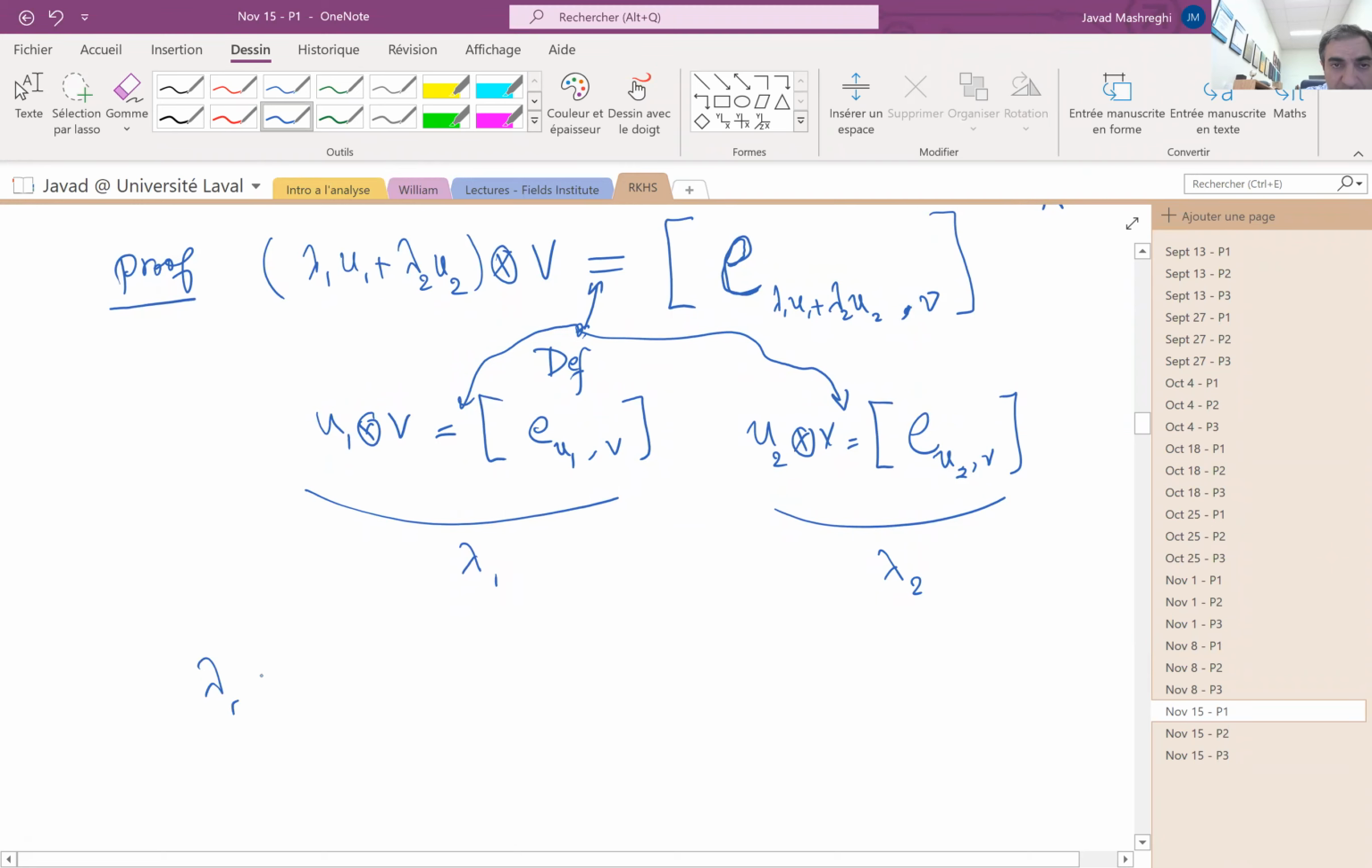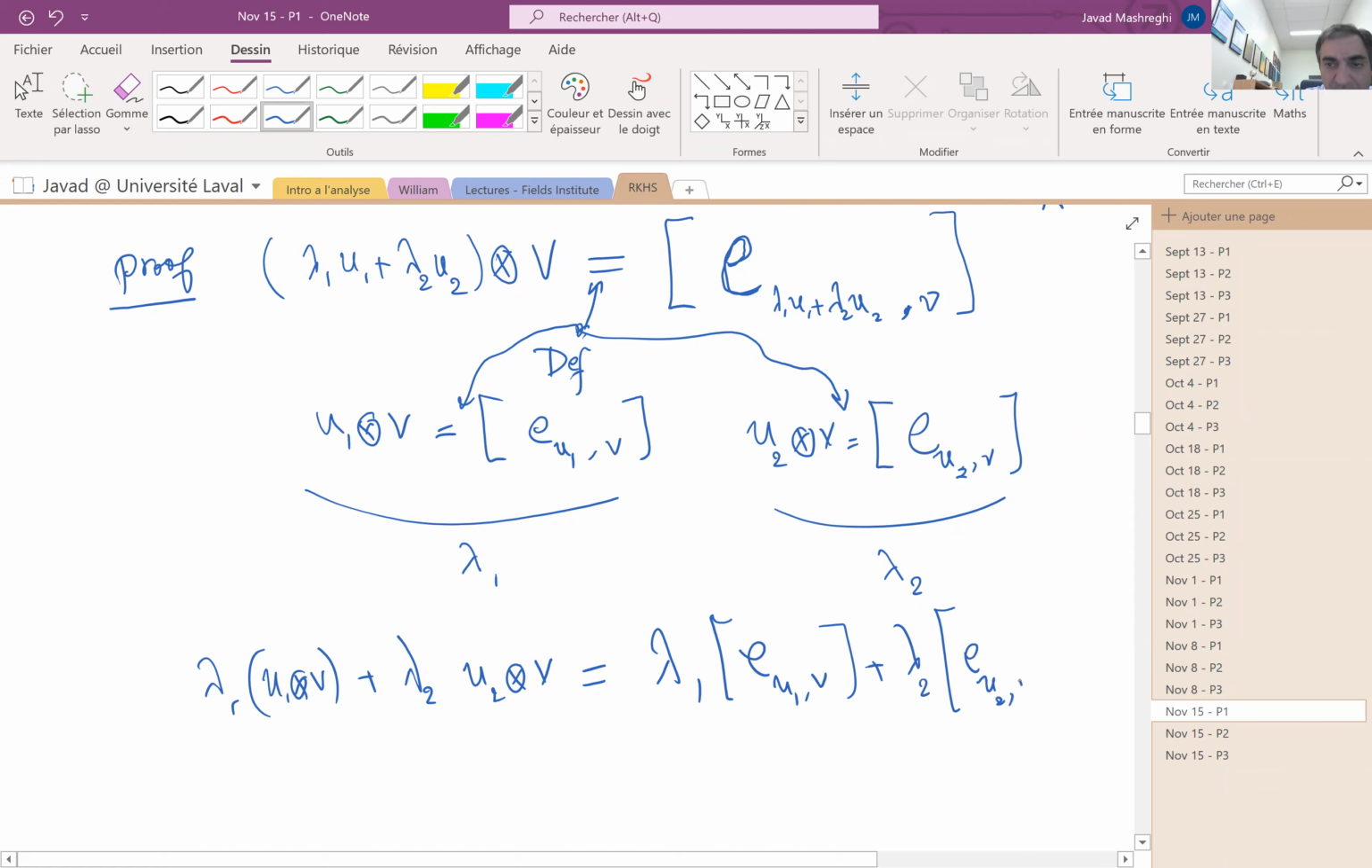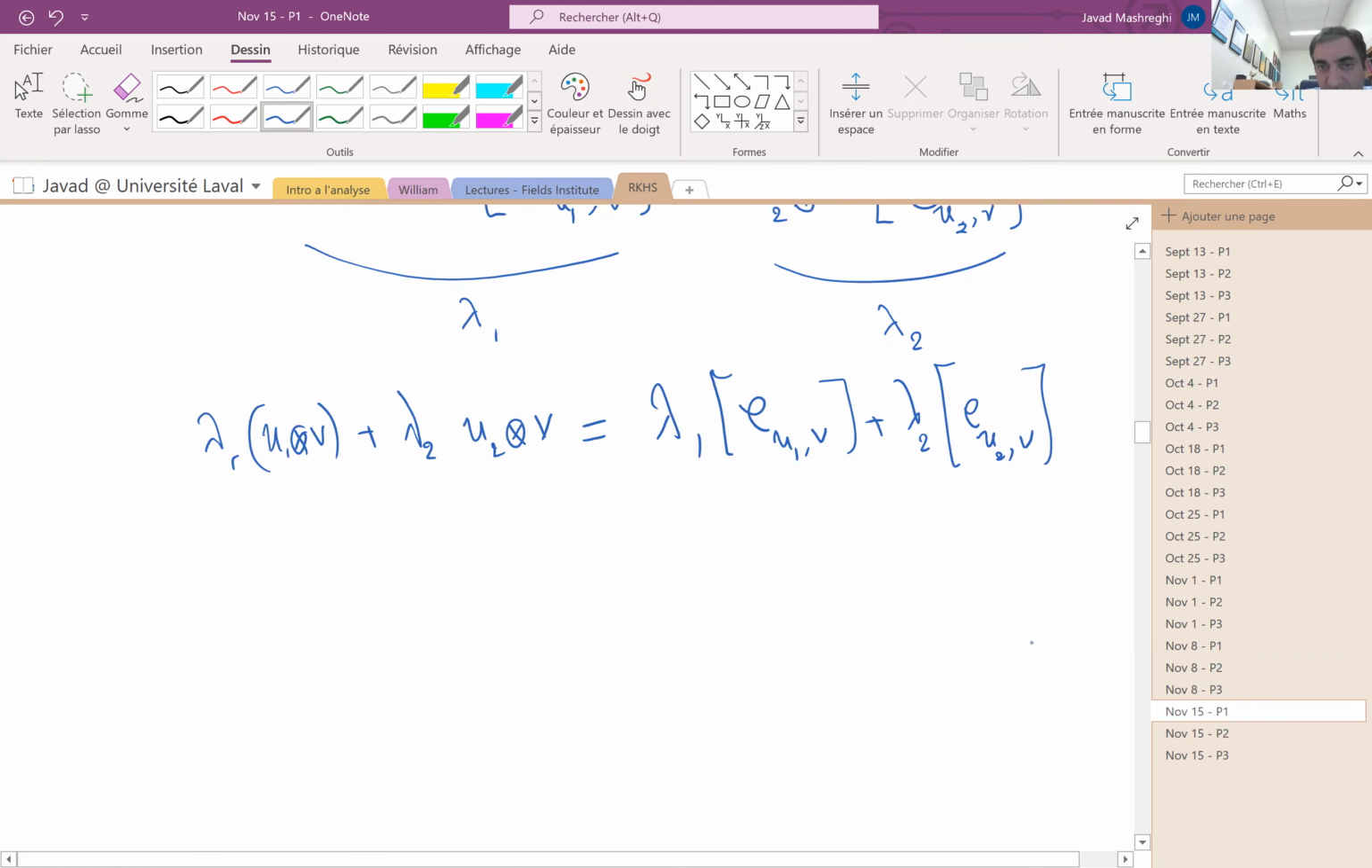So lambda 1 U1 tensor V plus lambda 2 U2 tensor V is the coset E(lambda 1 U1 plus lambda 2 U2, V), which is lambda 1 times the coset E(U1,V) plus lambda 2 E(U2,V). And we know the operation of the coset is linear, so we can say it's the coset E(U1,V) plus lambda 2 E(U2,V). This element creates a coset which is equal to that.